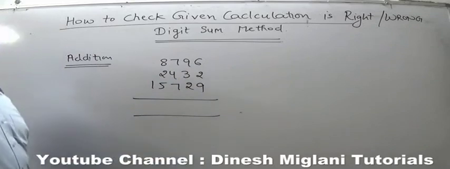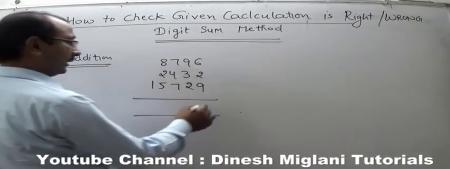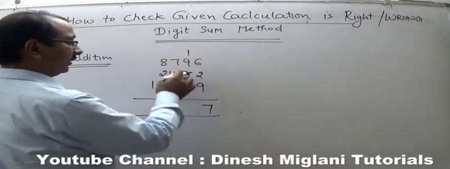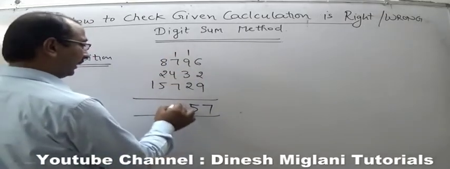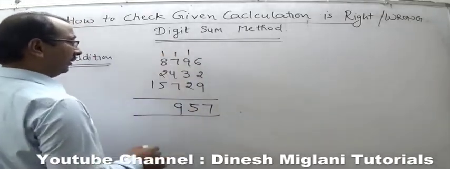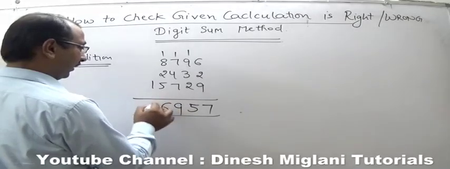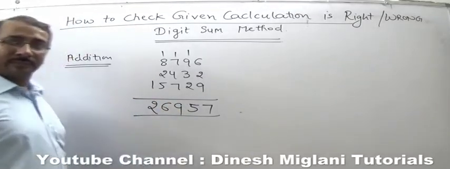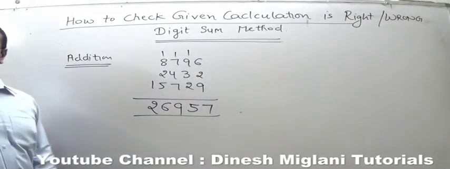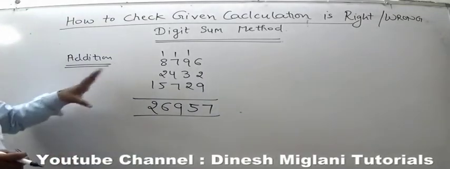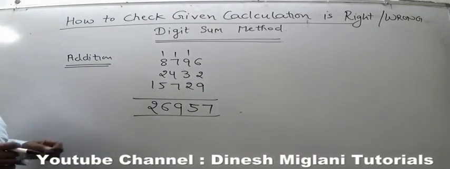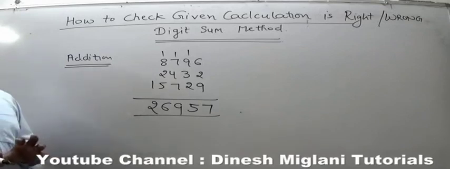Although we can add very easily: 6, 2, 8, or 9 is 17, 7 carry 1; 10, 3 is 13, 15, 5 carry 1; 8, 4 is 12, 7 is 19, 9 carry 1; 9, 2 is 11, 5 is 16, 6 carry 1; 1 and 1 is 2. That's my sum, which you are able to compute. Now the question is how to check whether what you got is right or wrong.